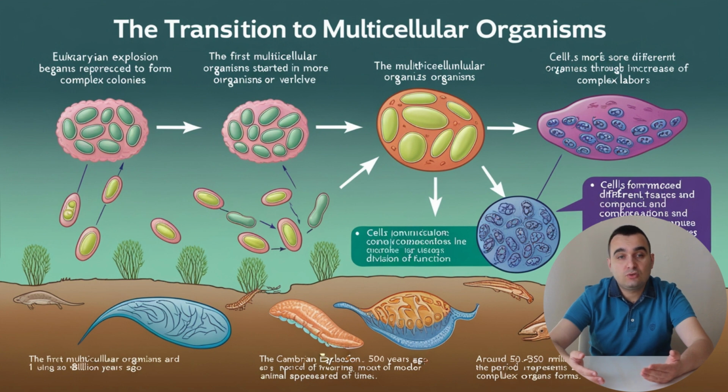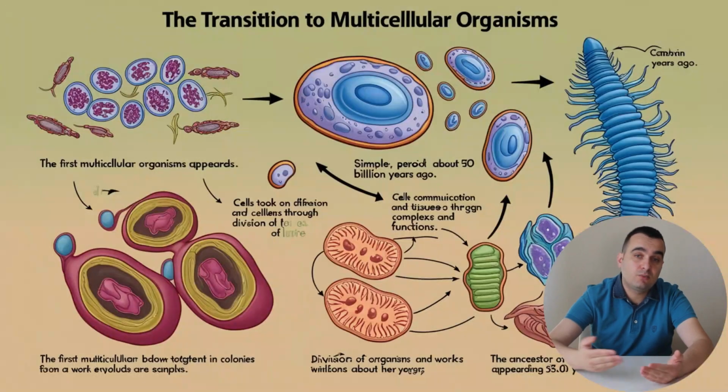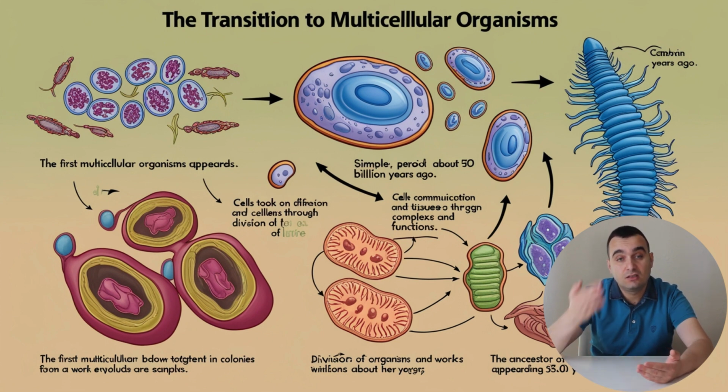The first multicellular organisms appeared about 1 billion years ago. These organisms had simple structures and functions. However, over time, communication and cooperation between cells increased. Cells formed tissues and organs, taking on specific tasks, allowing organisms to work more efficiently and harmoniously.